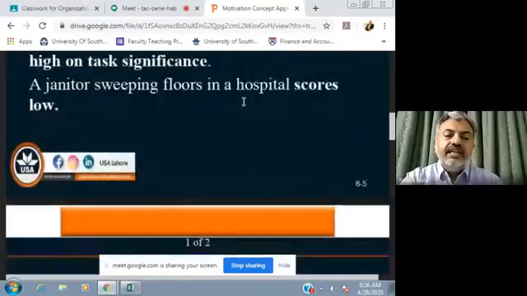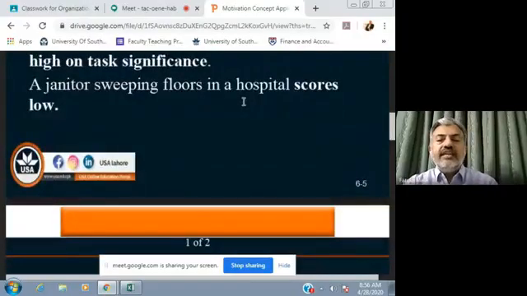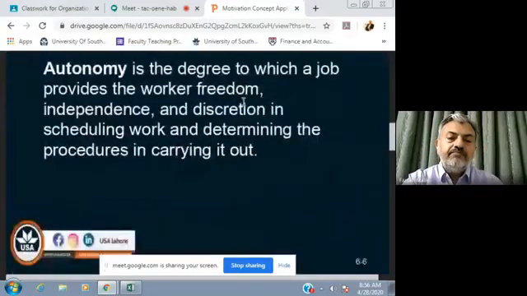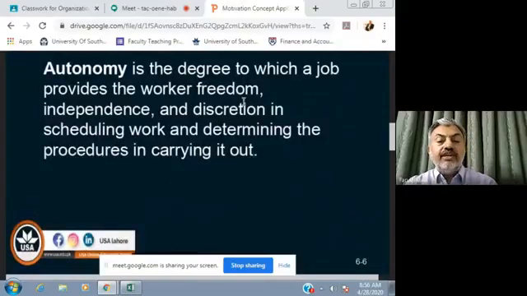The janitor sweeps the floors. That's why it scores low on job significance. Autonomy is the degree to which a worker is provided freedom, independence, and discretion in scheduling their work and determining the procedure of how to do that work, how to determine the procedure and carrying it out.